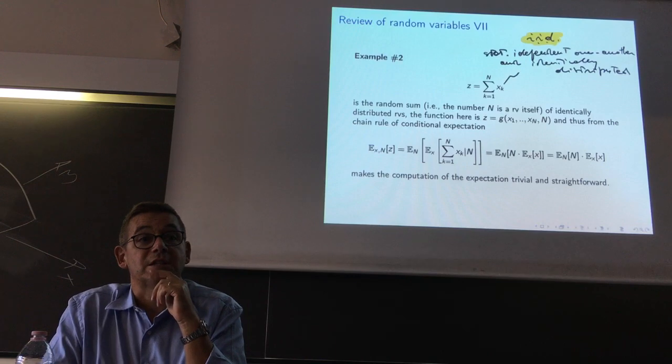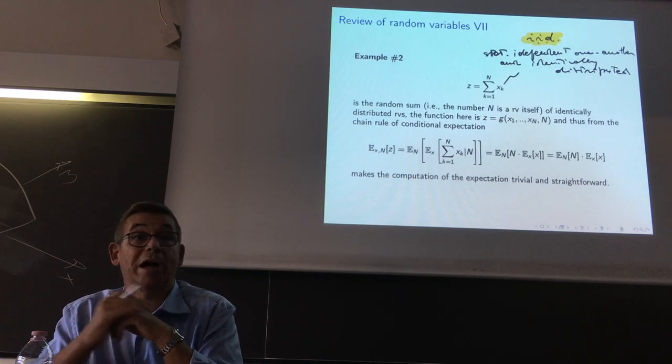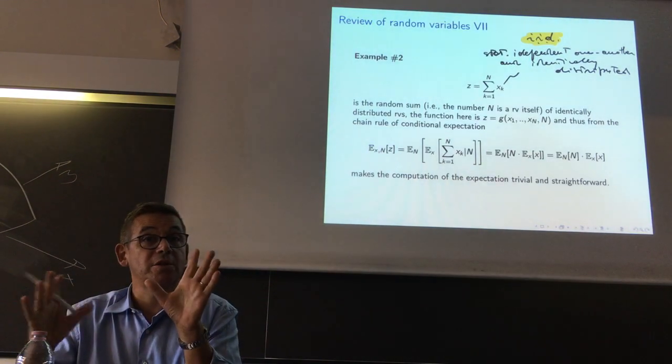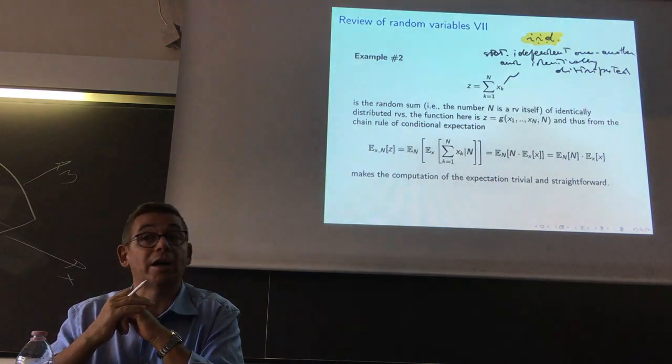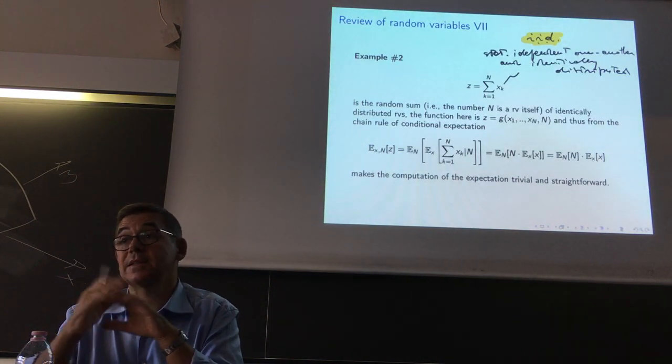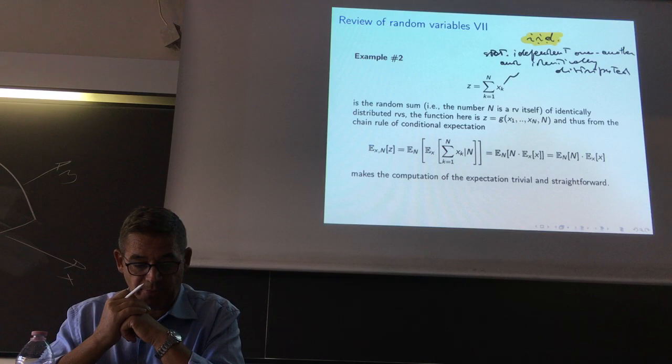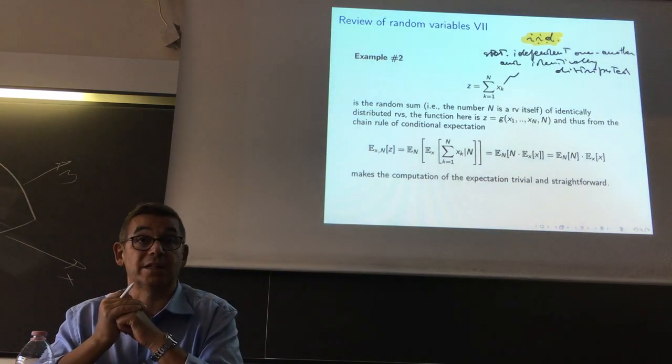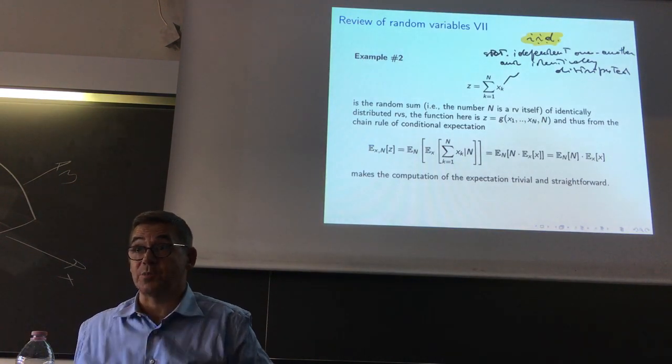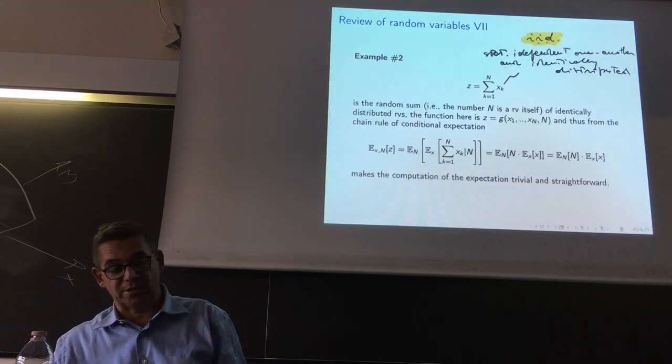IID is, for instance, a white noise, we will discuss on that. In white noise, all the samples are statistically independent and identically distributed because they are distributed in the same way. We will discuss on that.